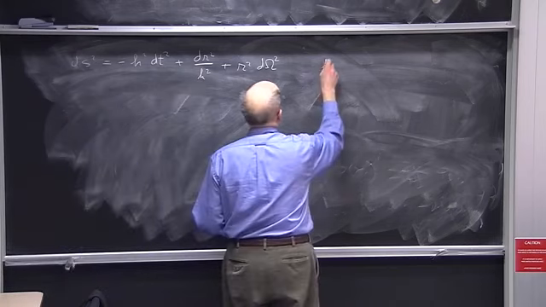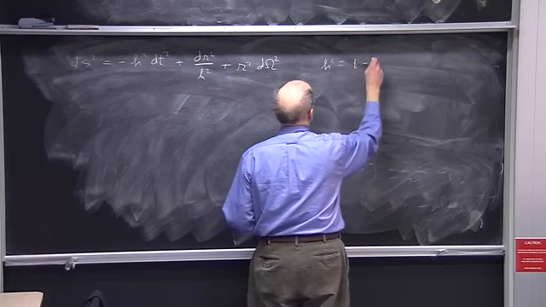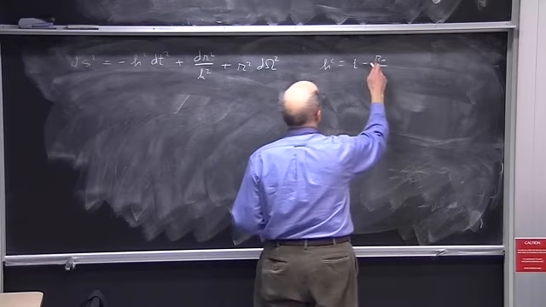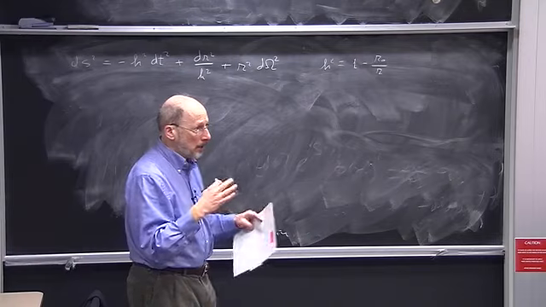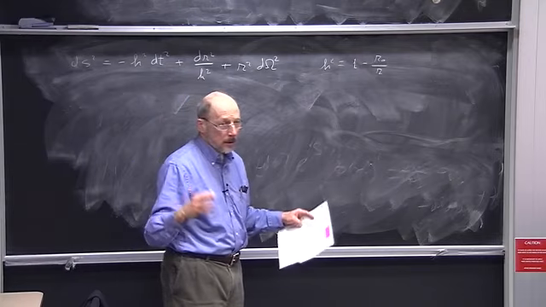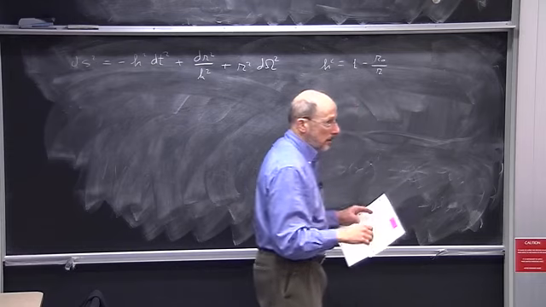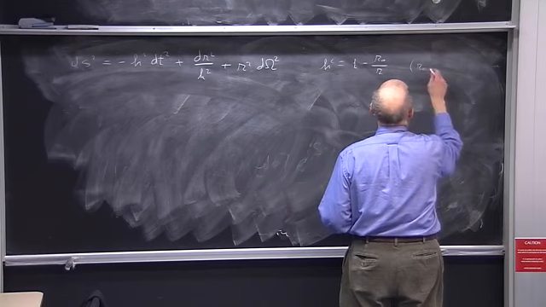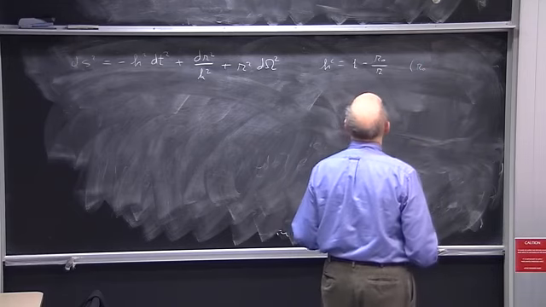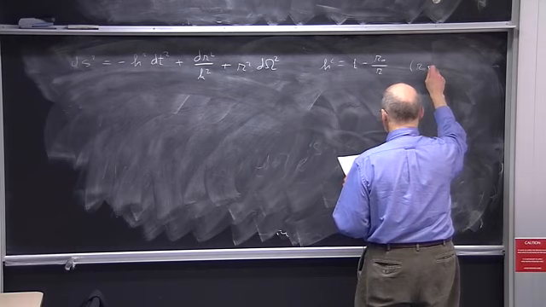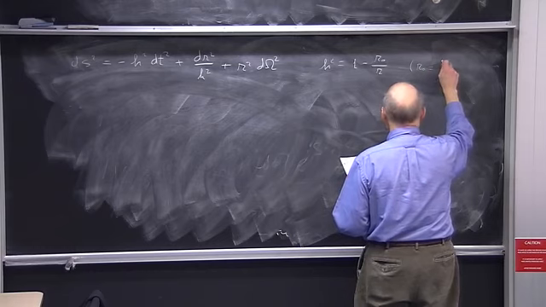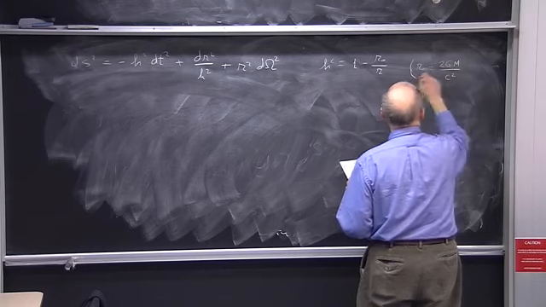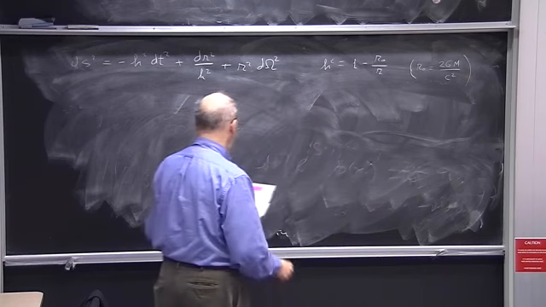And h squared, of course, is 1 minus r naught over r. This r naught is called the Schwarzschild radius, and it's just the free parameter that characterizes the most general spherically symmetric solution to the Einstein equations with no matter present. And if you want to relate it to the mass of the object that's producing this field, then it's 2GM over c squared if you restore all units.